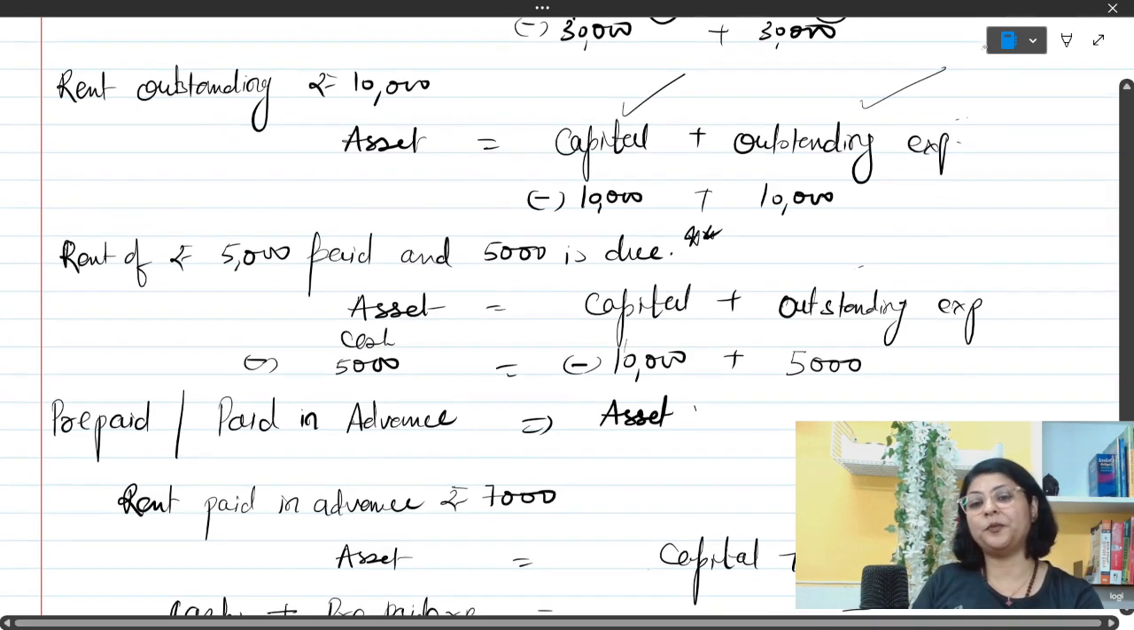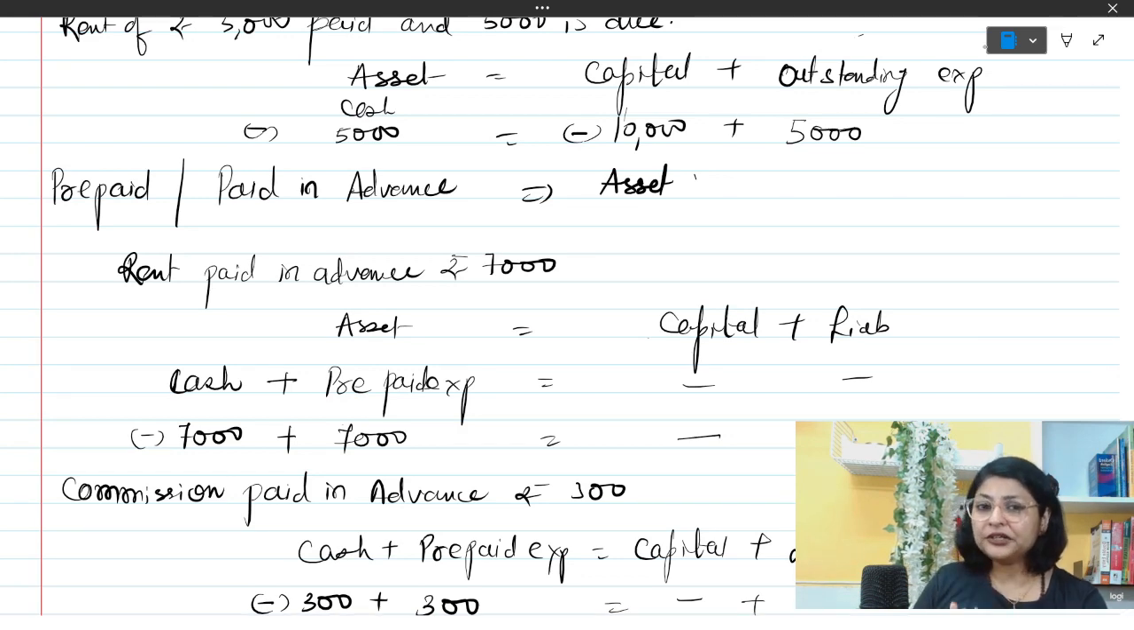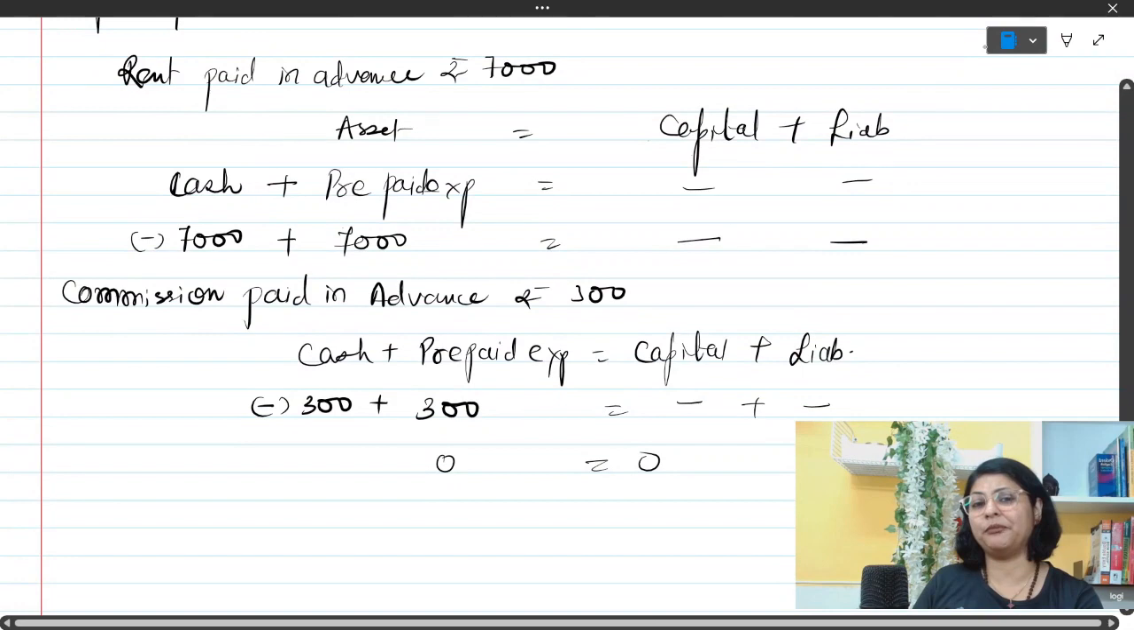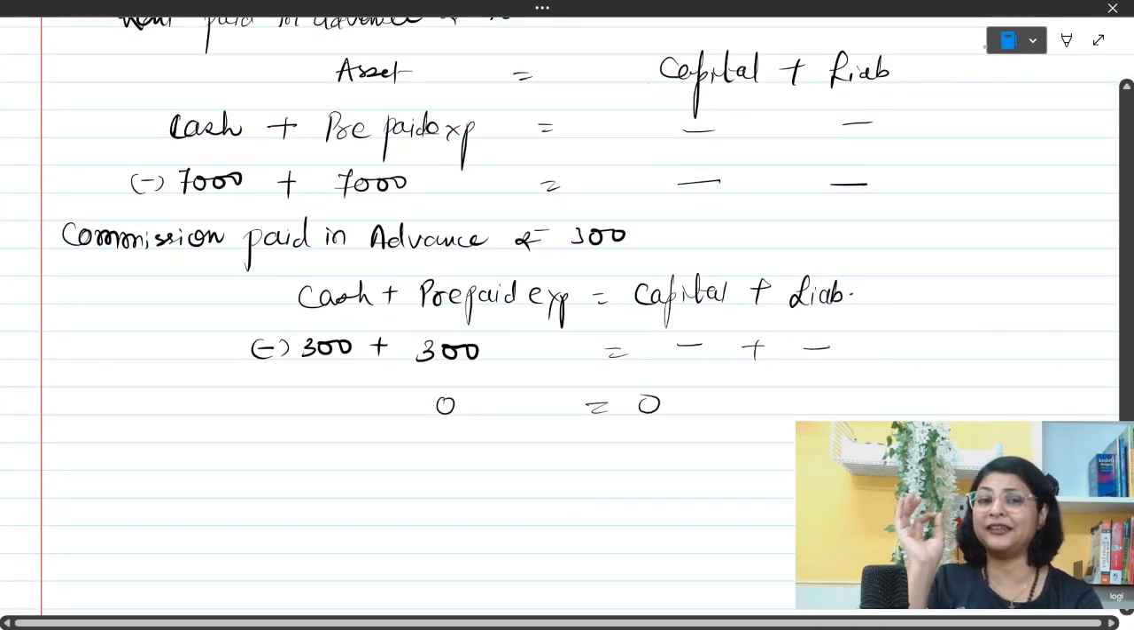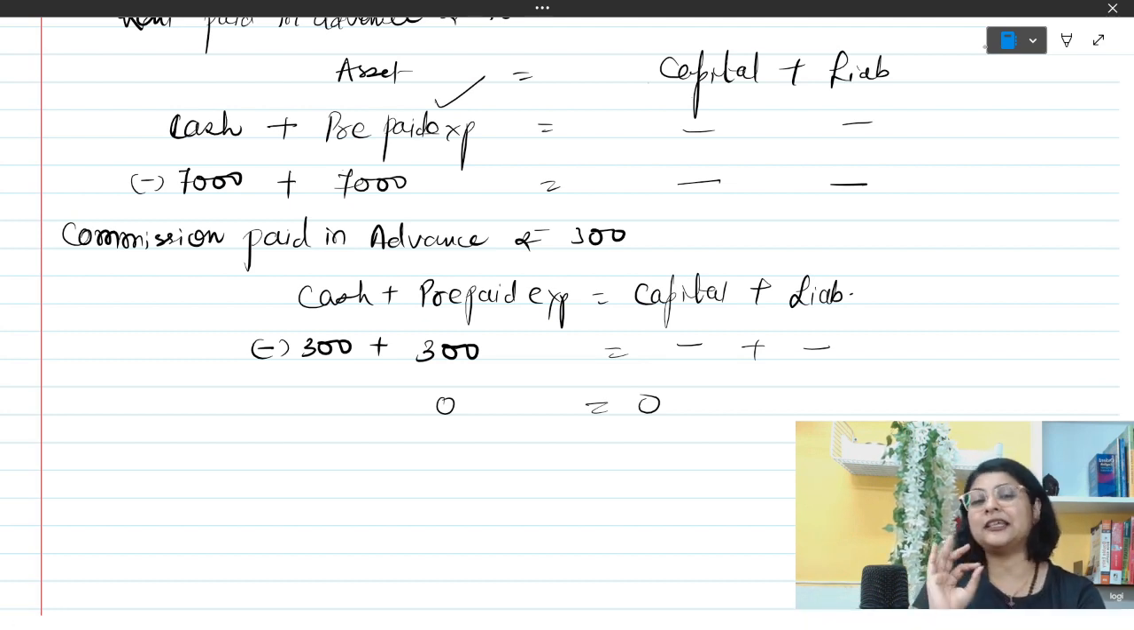When it comes to prepaid expenses, how are you going to deal with them? Under prepaid expenses, you are going to deduct it from cash because you have made the payment, and you are going to make another asset column which is known as prepaid expense column, and you're going to add it over there. At the time of prepaid expenses, your capital and liability column will remain unaffected.